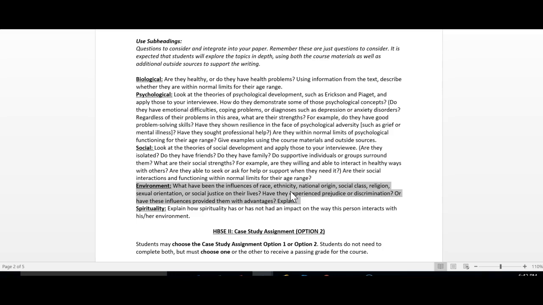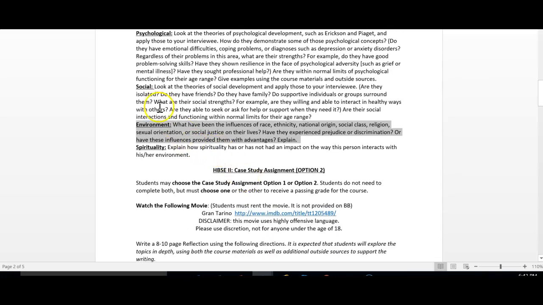So you want to do an overall view of this person's life based on the information that they've given you and using professional information to support that. It is not enough to build this paper based on your own opinion, and I will give you feedback about that if you decide you're just going to interview a person and then turn that in, because that's not enough. This is an assessment, a study, if you will. And then, so there's social environment, spirituality.